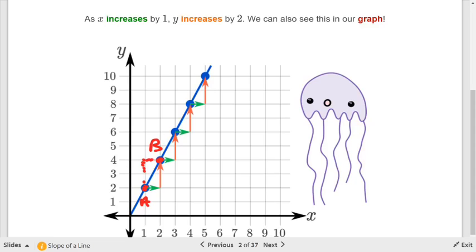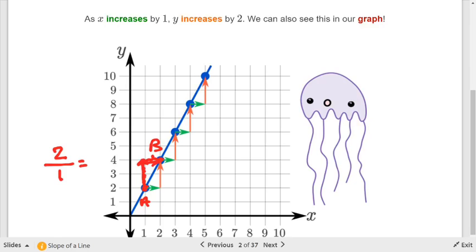Do you agree? So how many values did I go up to get to that point? 2. So I know my rise is 2. And then I have to go to the right 1. I have to go to the right 1. So that means my run is what?